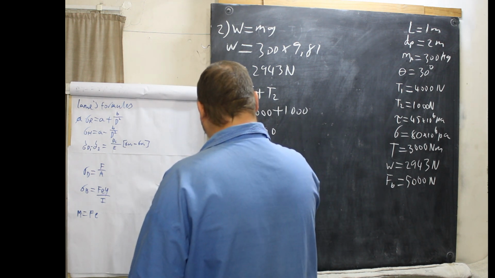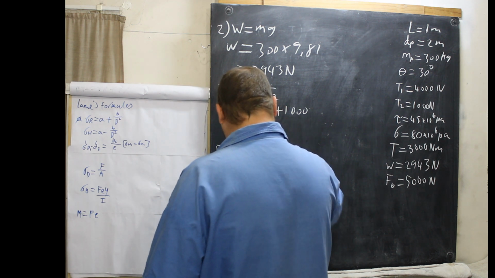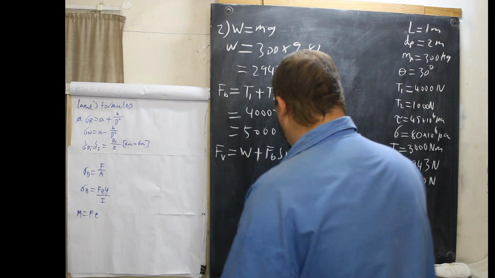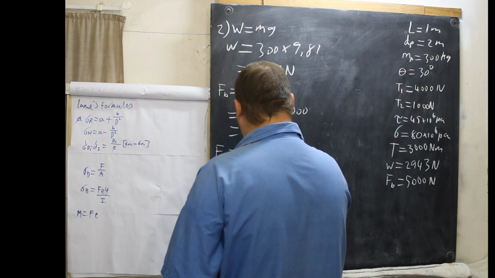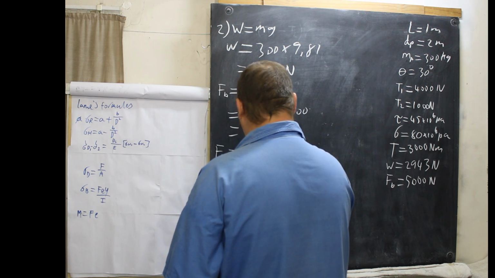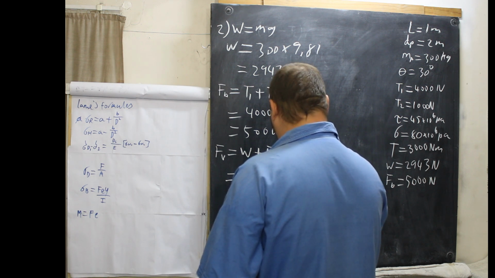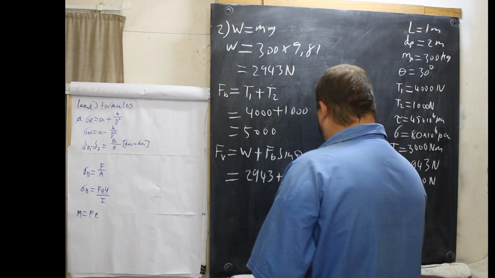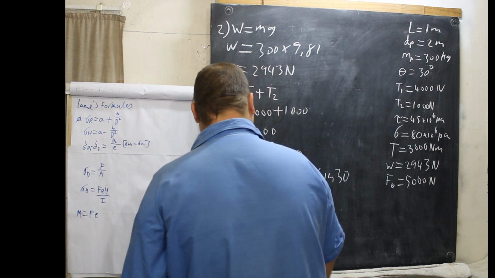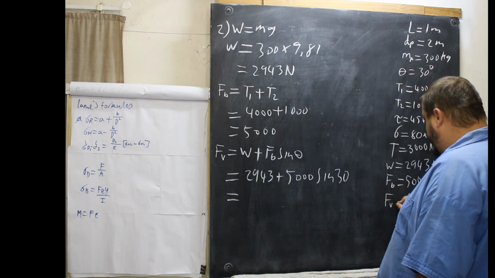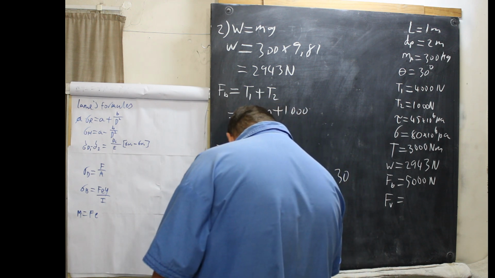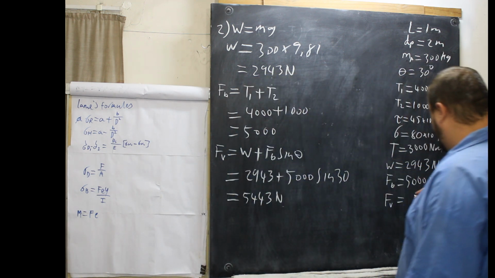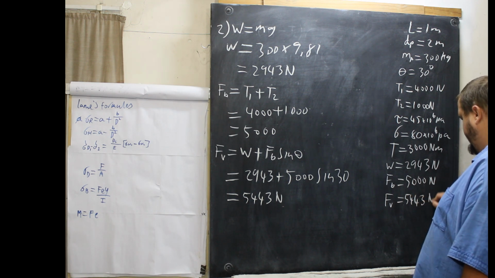FV equals W plus FB sine theta. So we have 2,943 plus 5,000 sine 30. FV equals 5,443 newtons.